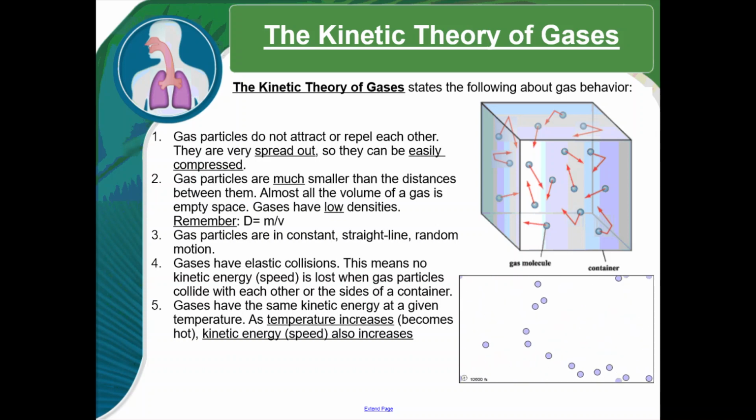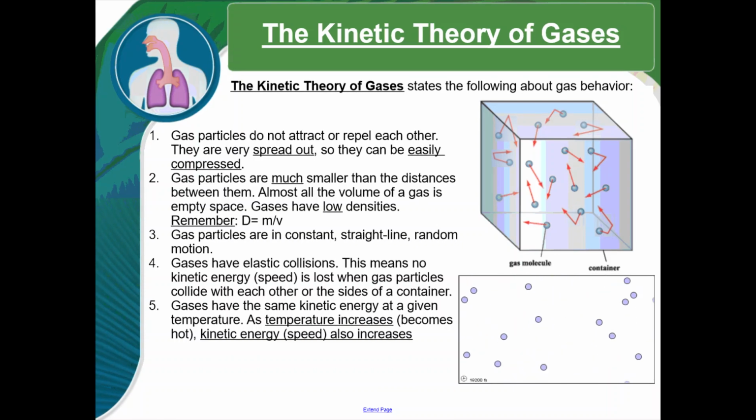Most of the volume of a gas is empty space. This is why they have low densities, and another reason why they're easily compressed. Remember, density equals mass divided by volume. The gas particles that you normally see in glass jars and pictures are not scaled to size. The particles usually look like marbles. If gas particles were actually the size of marbles, the glass container would have to be the size of a football field. Number three, gas particles are constantly always moving and they move in a straight line.